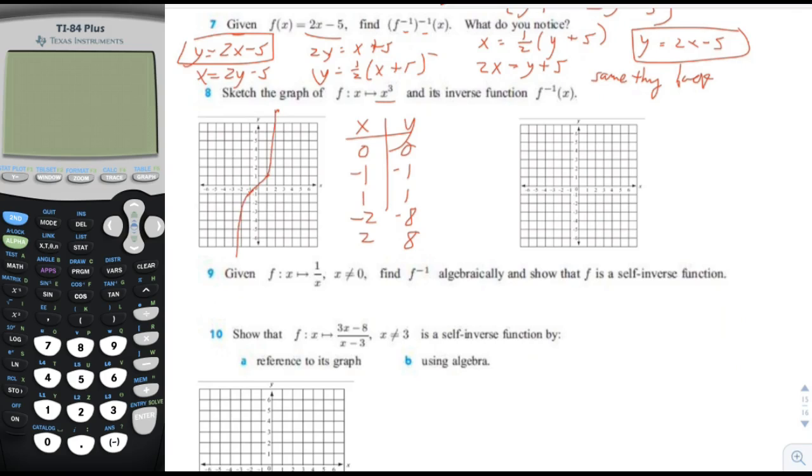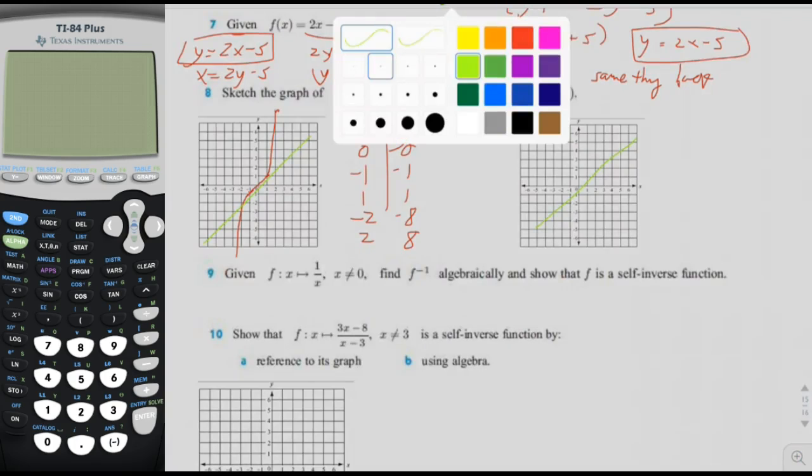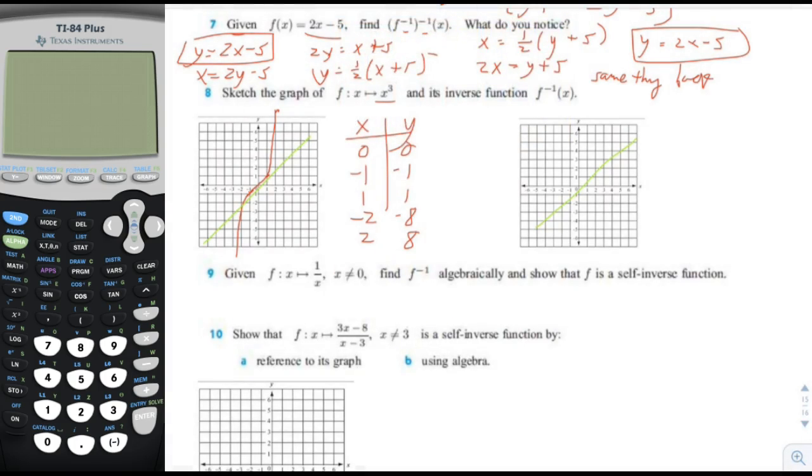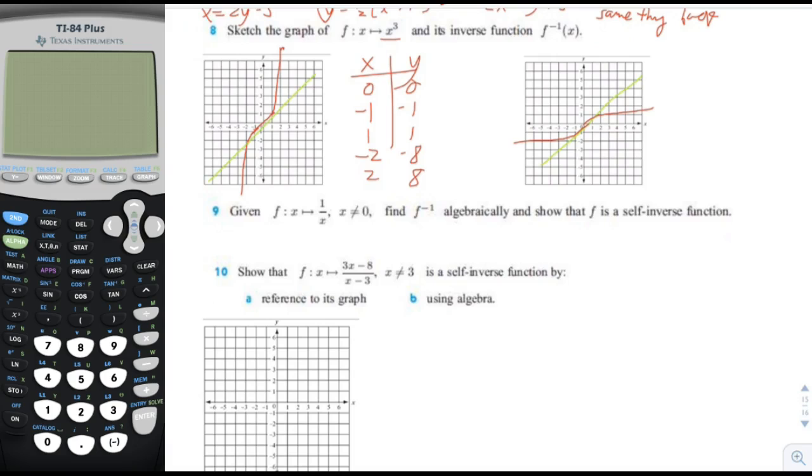Something like that. And then its inverse function would be, just reflect it about this axis. And so what you're going to get is like that, and like that, something like that. Okay? Alright. 9. Given that the function is 1 over x, x cannot be 0, find the inverse function of f algebraically and show that it is a self-inverse function.